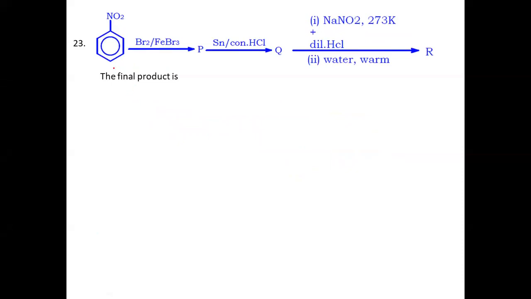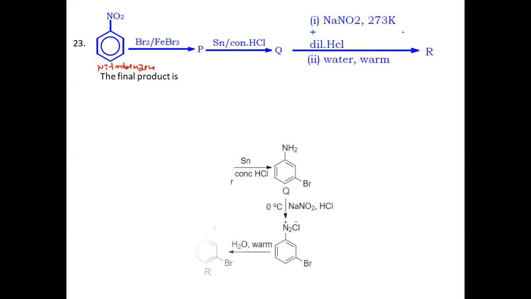Then observe this series of reactions. First we have nitrobenzene. Nitrobenzene on treating with bromine in the presence of ferric bromide forms P. Then on treating with Sn in concentrated HCl it forms Q. Then on treating with NaNO2 in dilute HCl it gives R. We have to predict the final product R.